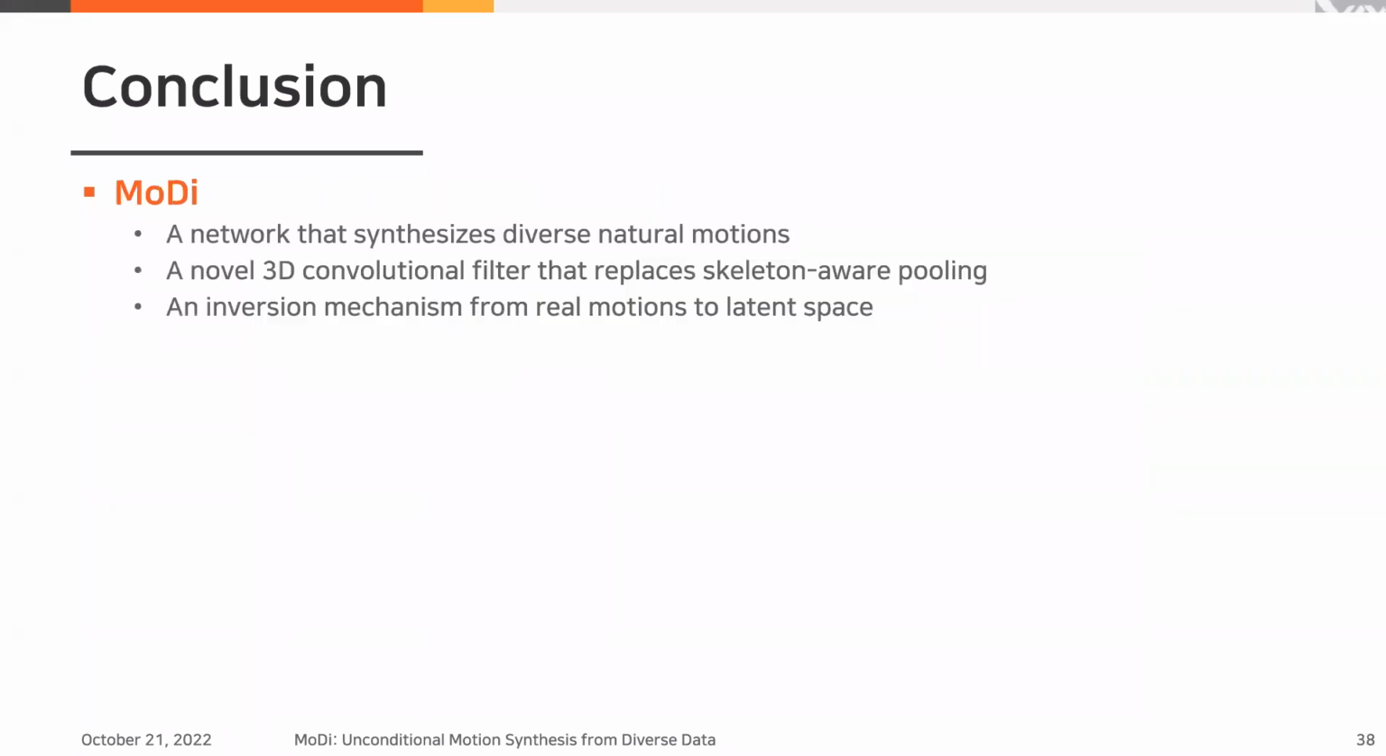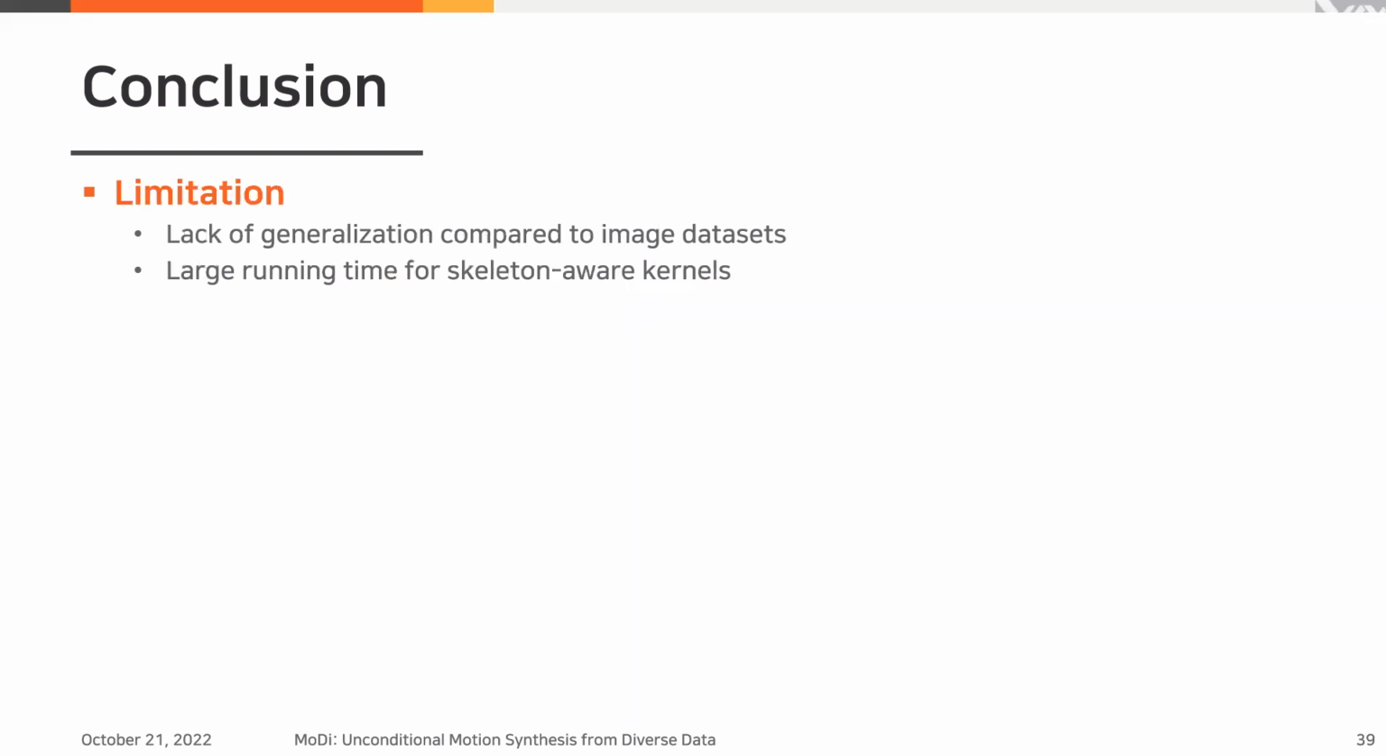And in summary, the authors describe MoDi's contributions as follows. MoDi can synthesize diverse natural motions in an unconditional manner using StyleGAN. And to apply this StyleGAN to the motion domain, they proposed a novel 3D convolutional filter that replaces skeleton-aware convolution. And in their results, they show many applications, even an inversion mechanism from real motions to the latent space.